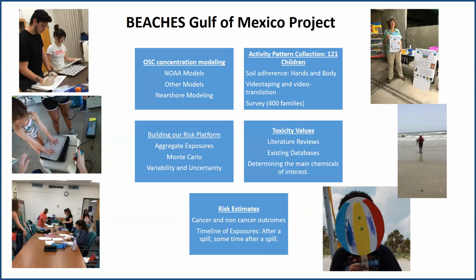Lastly, I want to give you a general idea of what we're going to be doing on the Beaches project to get at this endpoint of being able to estimate health risks for children under 6 playing on beaches. We have used videotaping and video translation to collect micro and meso activity patterns for 120 children. For example, where on the beach they spend time, what is their hand-to-mouth activity for ingestion exposure. We have used macro surveys to look at family and child behaviors on the beaches, such as hygiene practices, number of visits to the beach.